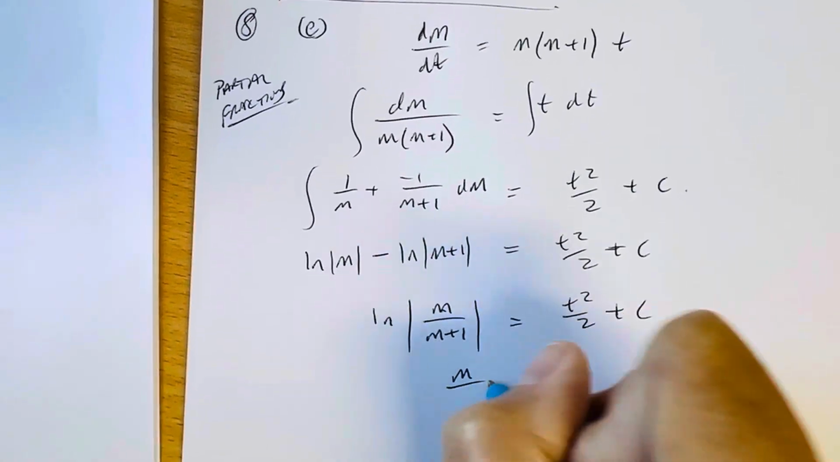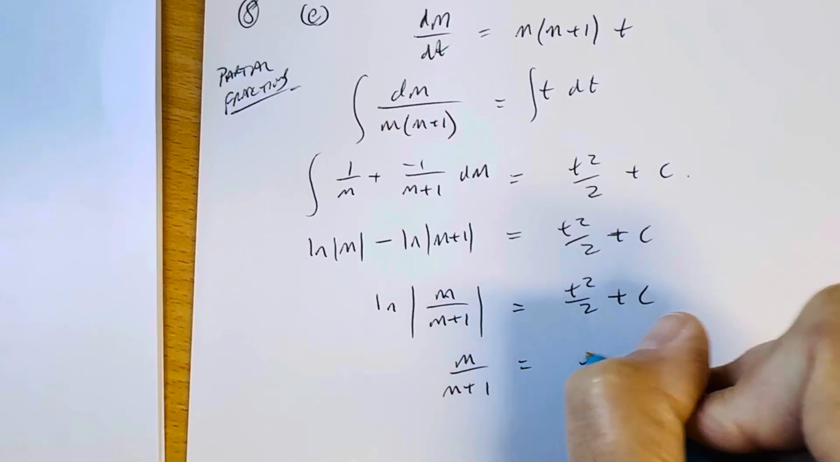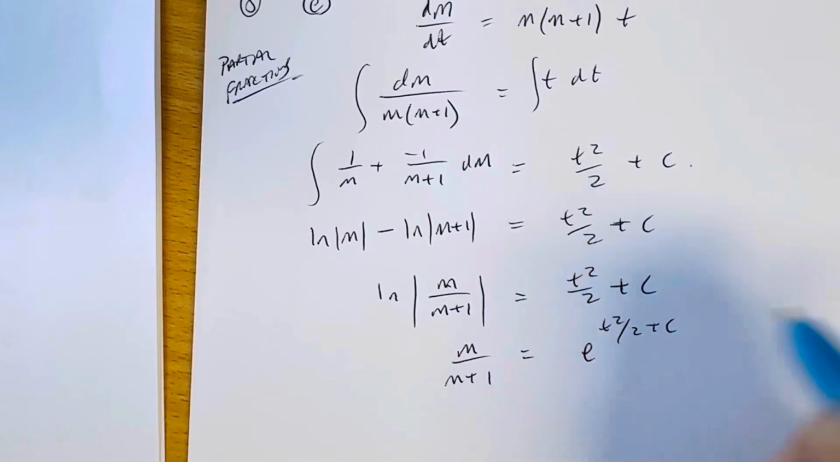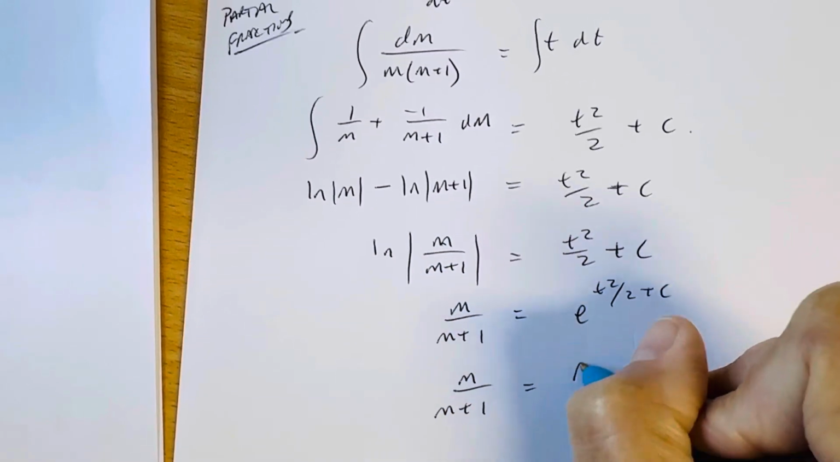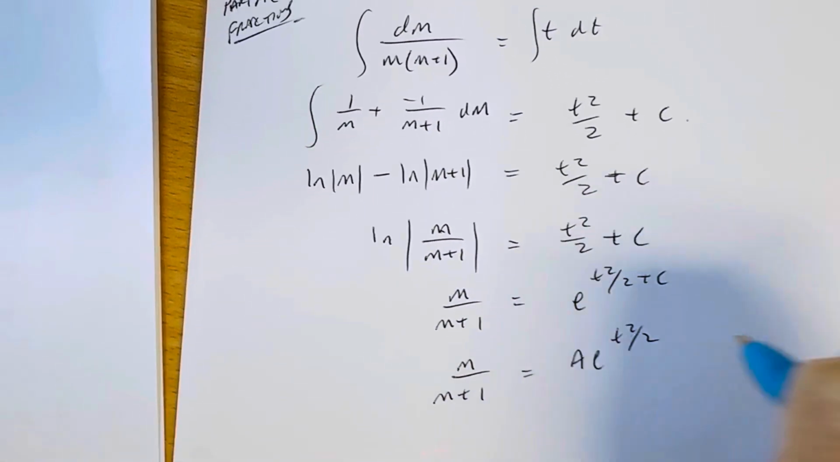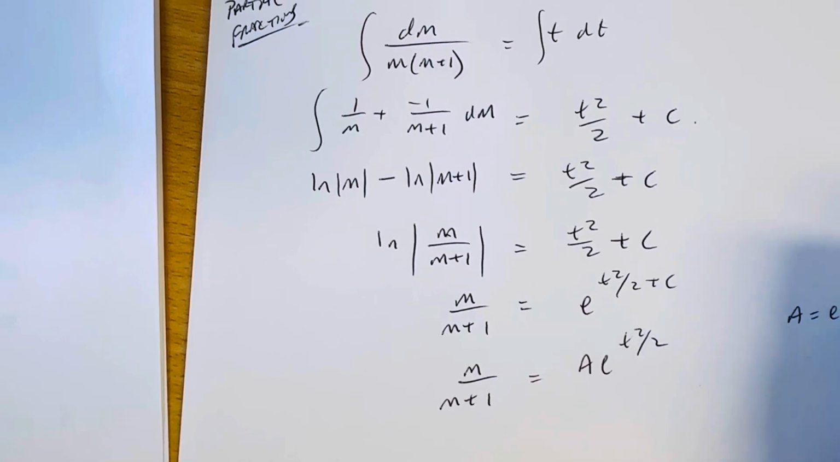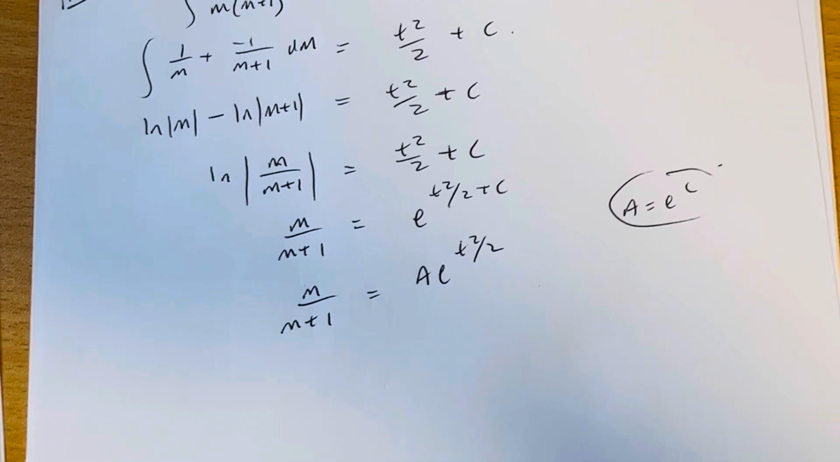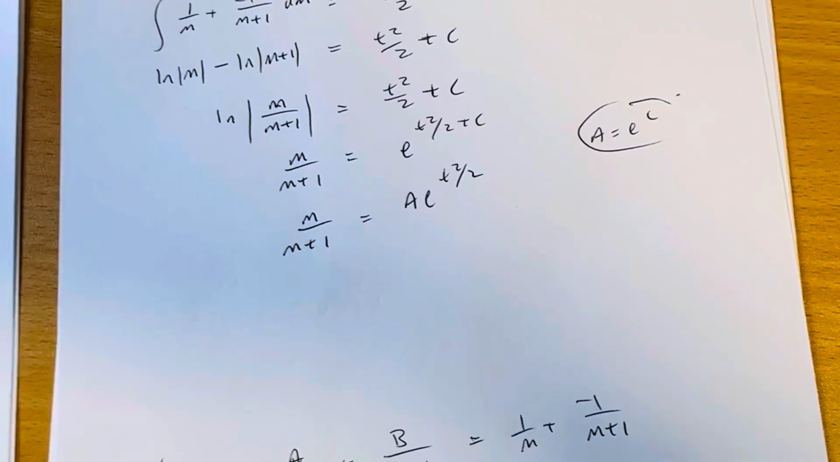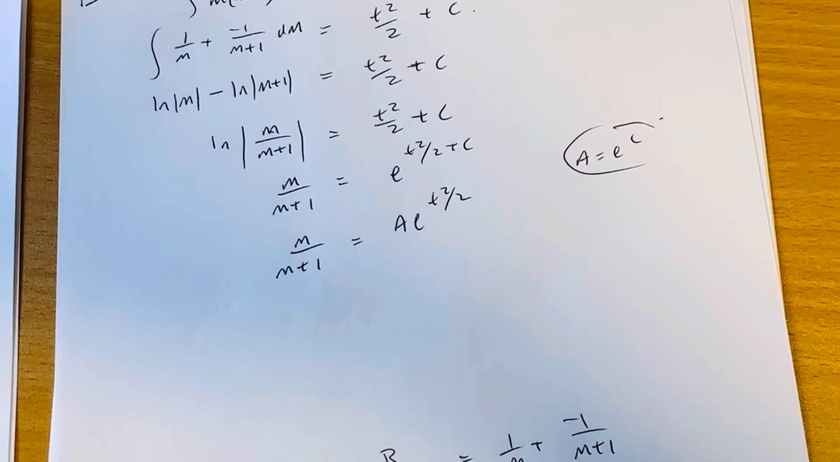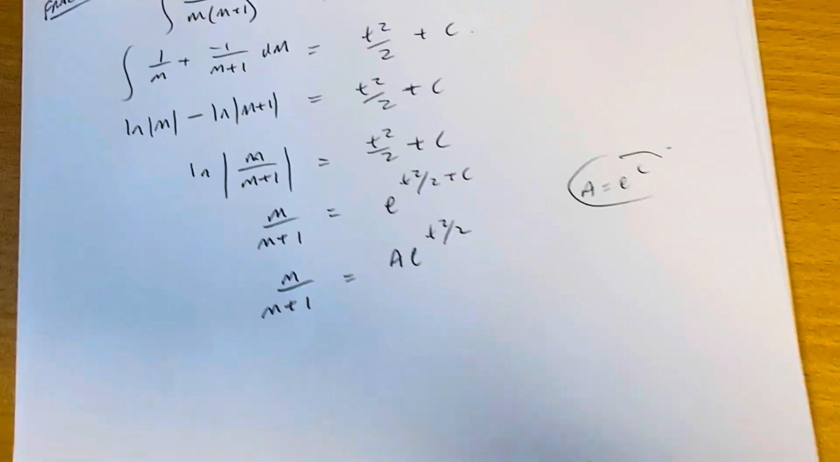So then we can go m over m plus 1 equals e to the t squared on 2 plus c, which is m over m plus 1 equals a e to the t squared on 2, where a equals e to the c. So it's looking a little nicer, but still we want to express it as just m equals something. This is when we do a little bit of math magic.